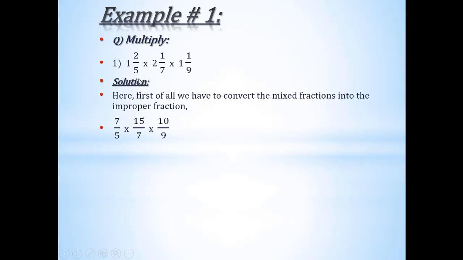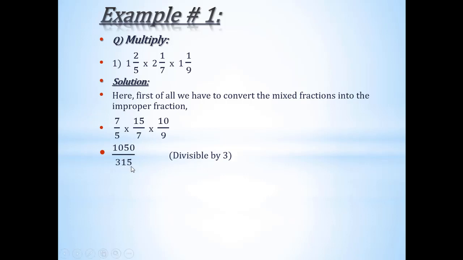Similarly, repeat the steps over here. 7 times 2 is 14, and 14 plus 1 is 15. 9 times 1 is 9, and 9 plus 1 is 10. So these three are the improper fractions. These three fractions are multiplying with each other, so we have to multiply the numerators 7 times 15 times 10, and multiply the denominators 5 times 7 times 9. So we will get the new fraction 1050 divided by 315.